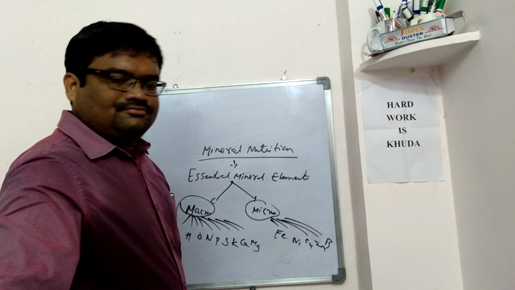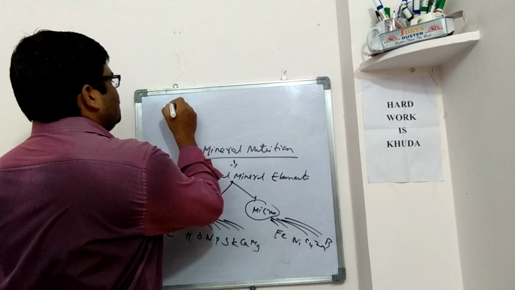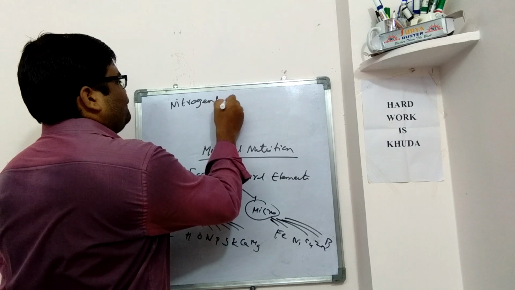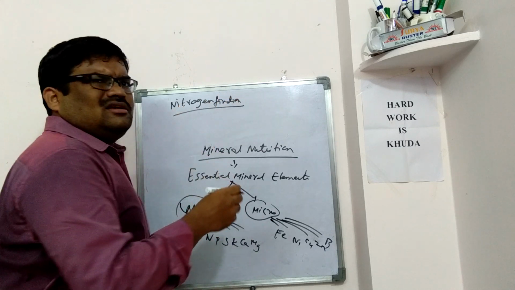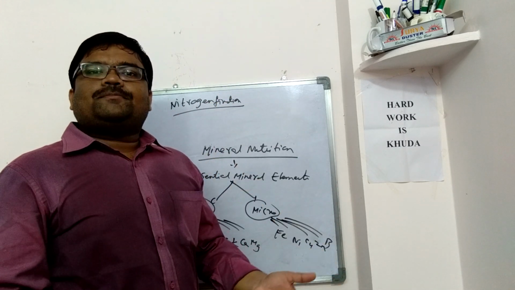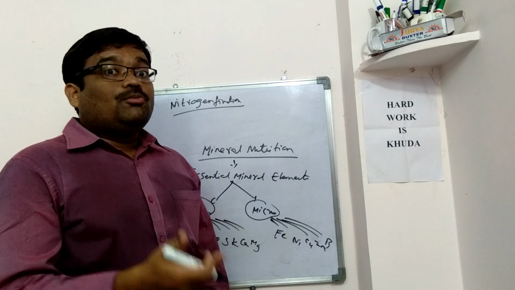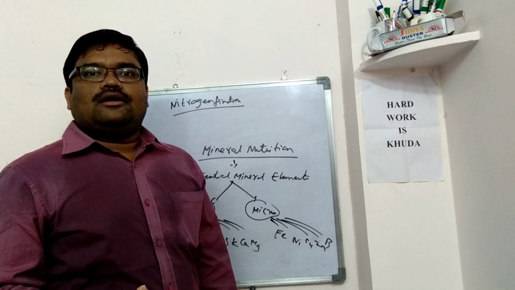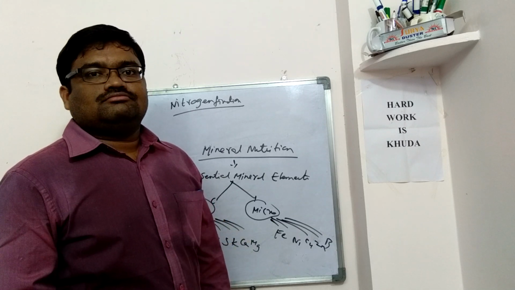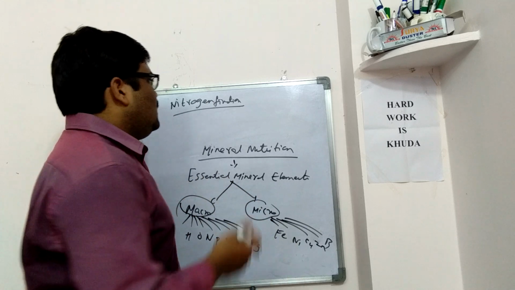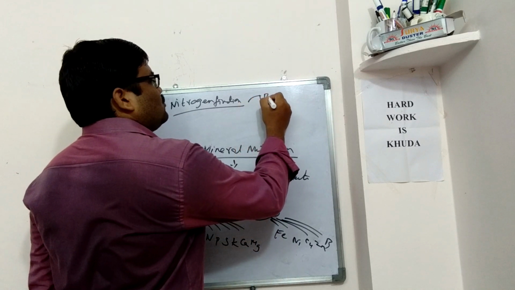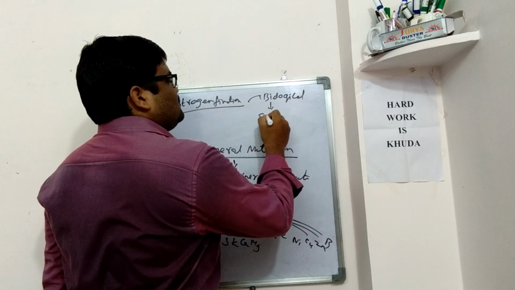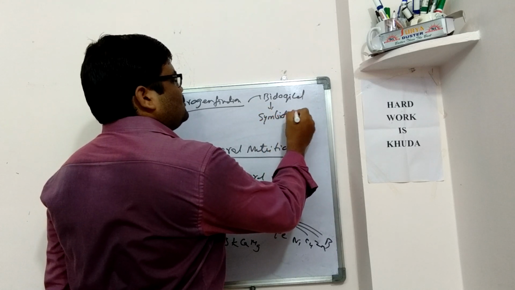And about other things in plant nutrition, there is nitrogen fixation. This is very important. What is nitrogen fixation? The conversion of atmospheric nitrogen, N2, into ammonia. It's a reduction of nitrogen into ammonia. So it's nitrogen fixation. For this, we have to study biological nitrogen fixation, and in which specifically study symbiotic nitrogen fixation.